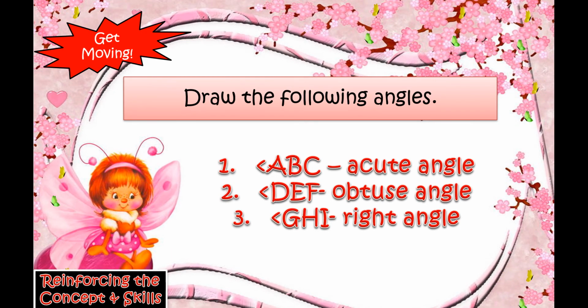So in your paper, practice drawing the following angles. Number 1, angle ABC is an acute angle. Number 2, angle DEF is an obtuse angle. And for number 3, angle GHI is the right angle.